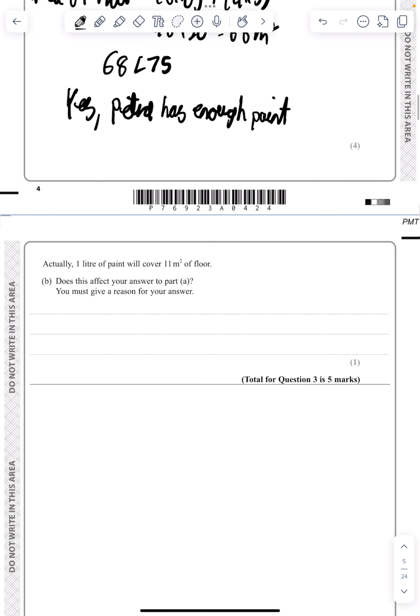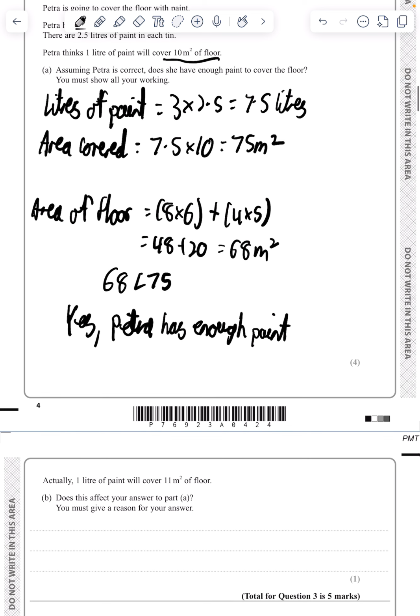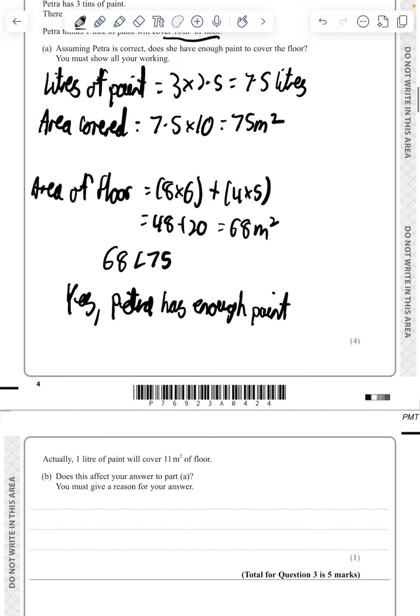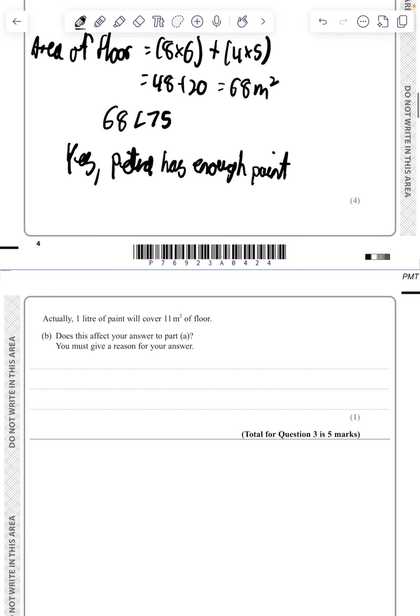If one covers 11 meters squared, does that affect the answer? Well, no, because 7.5 times 10 is this, which is already more than enough. So if it covers even more, it'll be even more. And as it's already more than enough, it's clearly going to be perfectly fine. So it doesn't affect anything. Yeah, no, does not affect.